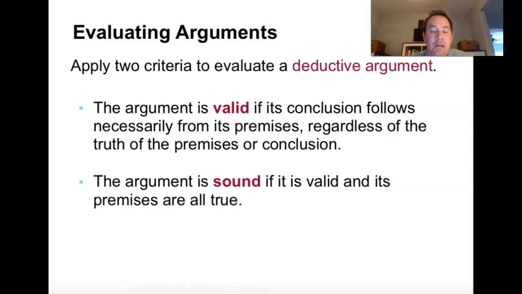Okay, so in evaluating arguments, we're going to look at two criteria for a deductive argument: its validity and its soundness. The argument is valid if its conclusion follows necessarily from its premises, regardless of the truth of the premises or the conclusion. The argument is sound if it is valid and its premises are all true. So validity really only has to do with the logic of the argument. It does not have to do with whether or not the premises are true. Once you've stated that the argument is valid, then it could be or may not be sound.